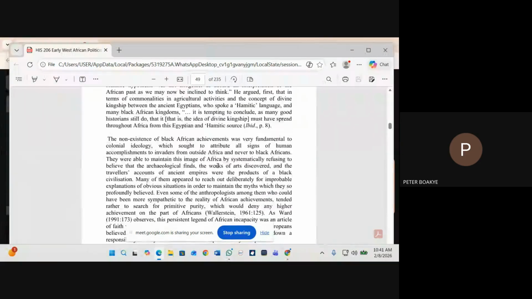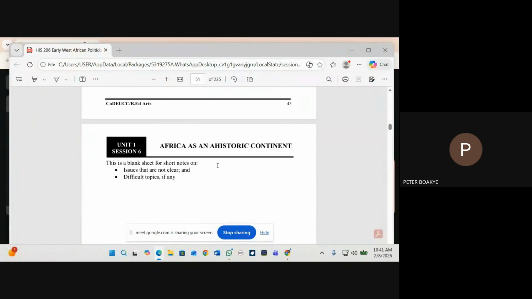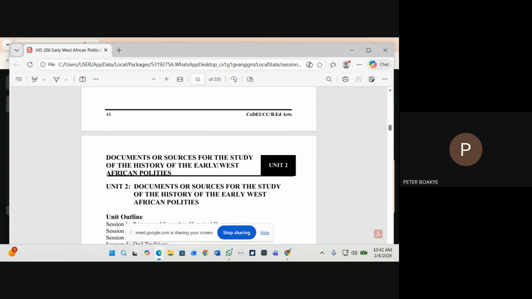Unit 2. Documents or sources for the study of the history of the early West African polities.